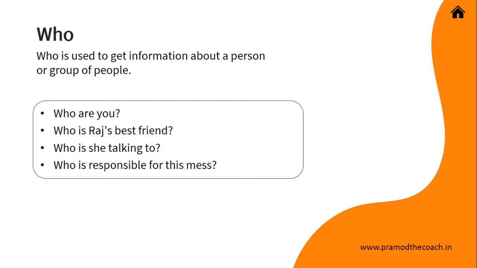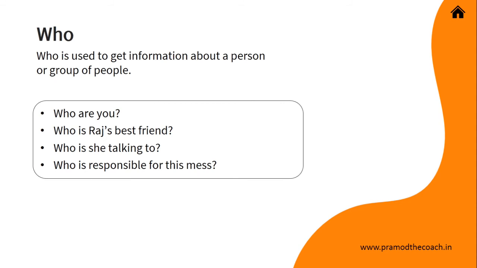Who is Ra's best friend? Who is she talking to? Who is responsible for this mess? Who is your best friend? Who is your best teacher? Who is your favorite cricket player? Who is your favorite movie star? Who is your brother? The one who is standing near the gate or the one who is standing near the entrance?